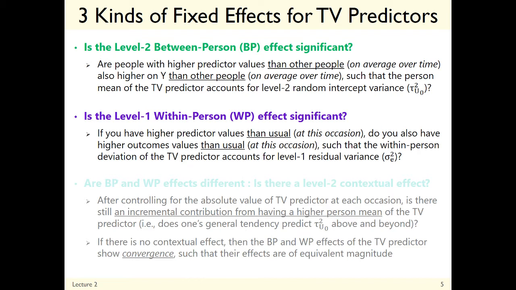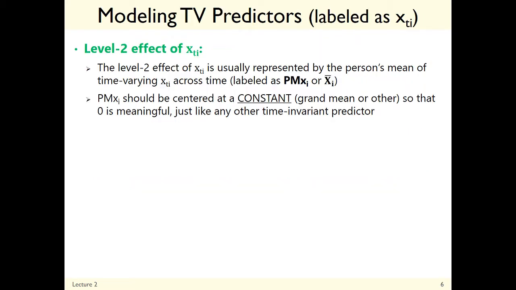At level 1, if I'm higher than usual, than my own person mean, is my Y at that occasion higher than usual too? If so, then that predictor should account for residual variance at level 1. So I want to show you some pictures of what these types of effects would look like graphically. Actually, no, I want to do this first. That's coming next. So how we model time-varying predictors then.